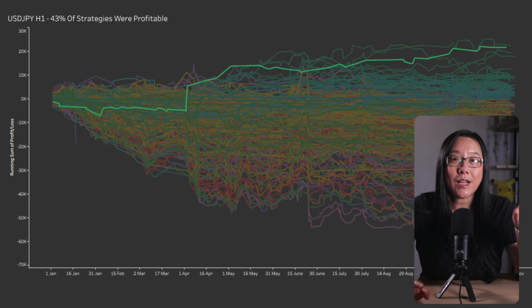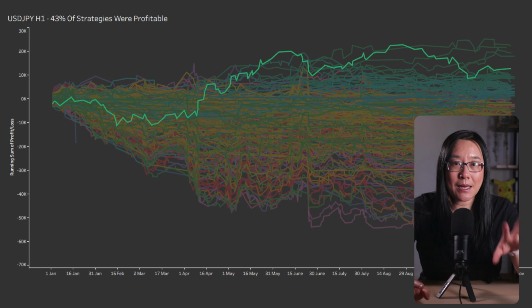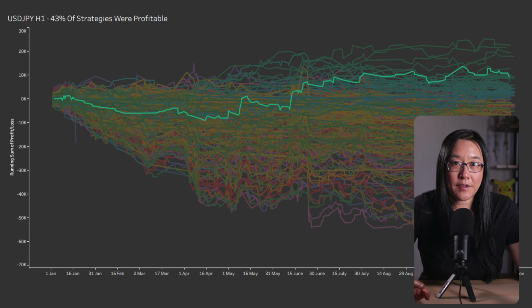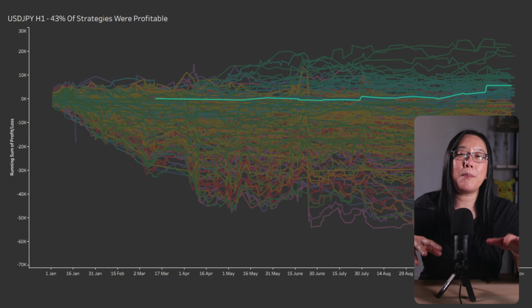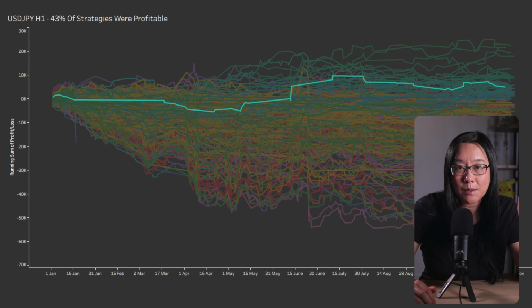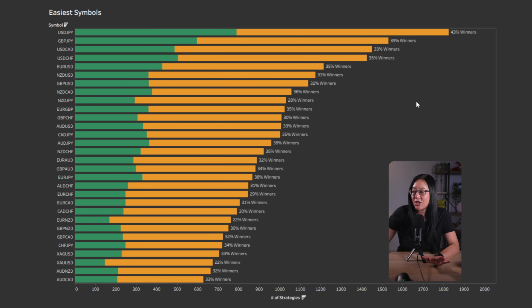Right now, we have the easiest currency pair to trade, the USD Japanese yen pair, but how profitable is it? So I found 43% of these strategies made profits. Some made more profits than others, some have nice equity lines, and some are a bit jagged before eventually finding profits.